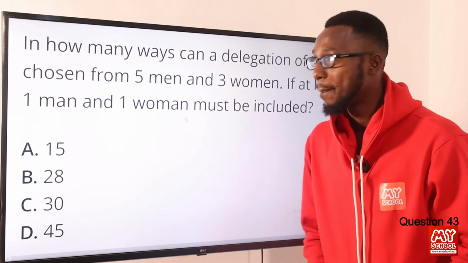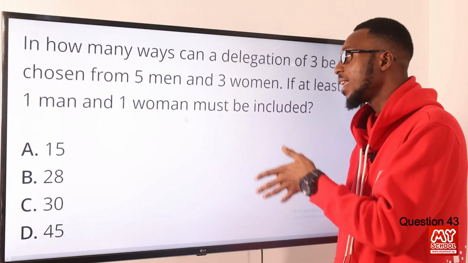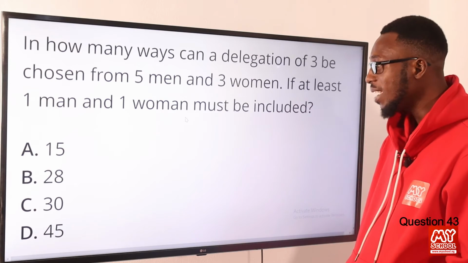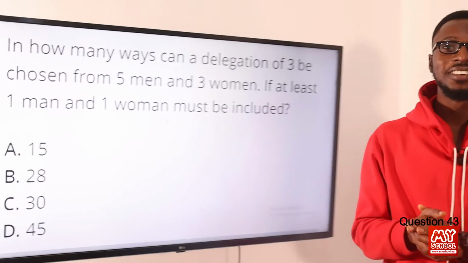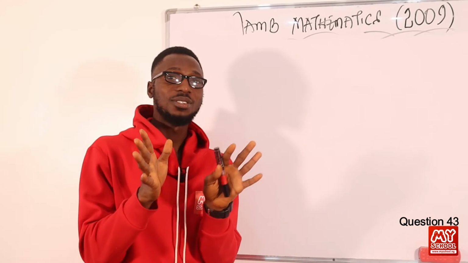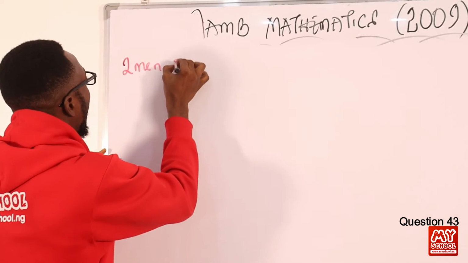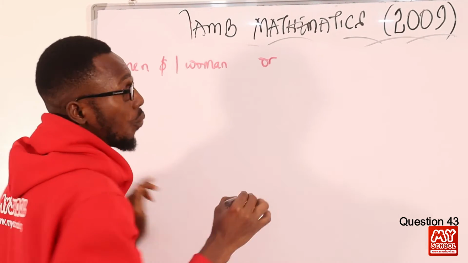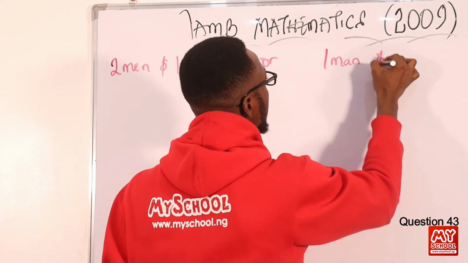Number 43. In how many ways can a delegation of 3 be chosen from 5 men and 3 women? All right, so if at least 1 man and 1 woman must be included, they must be part of the delegation. So this implies that we can have 2 kinds of delegation. It is either we're going to have 2 men and 1 woman, or we can have 1 man and 2 women.